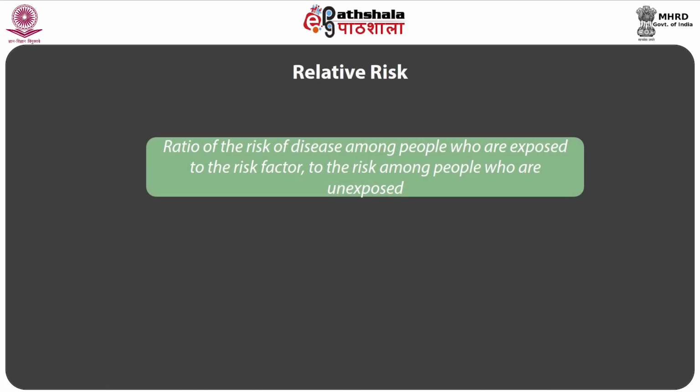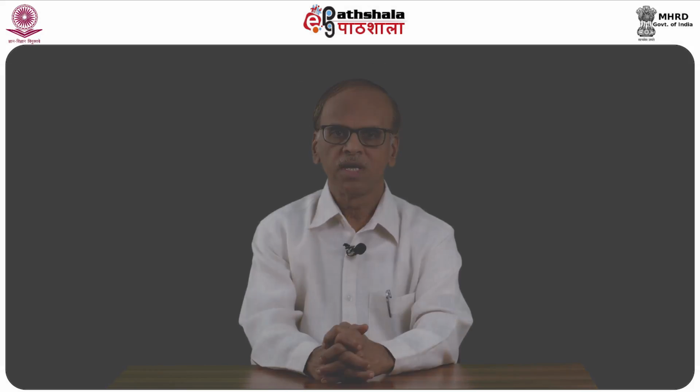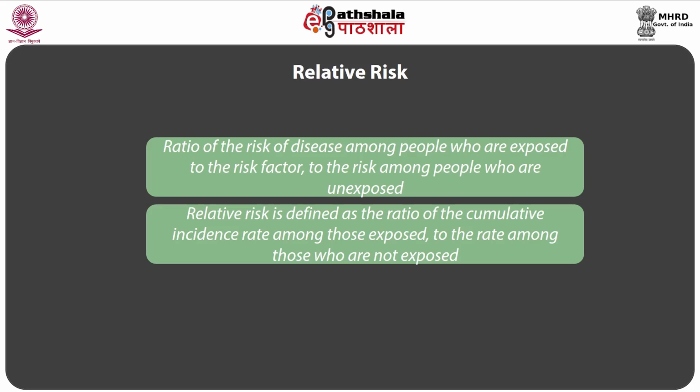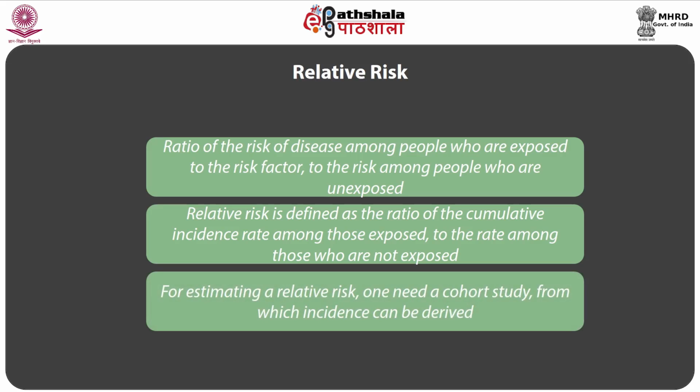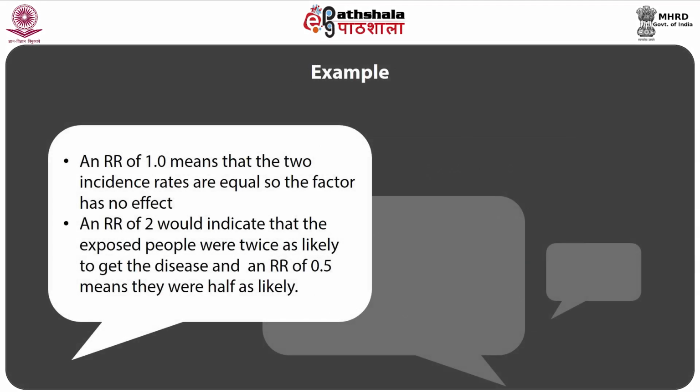Relative risk: the ratio of the risk of a disease or death among the people who are exposed to a risk factor to the risk among the people who are unexposed. This is synonymous with risk ratio. Alternatively, relative risk is defined as the ratio of the cumulative incidence rate among those exposed to the rate among those not exposed. To estimate a relative risk, you need a cohort study from which incidence can be calculated. Example: an RR of 1.0 means that the two incidence rates are equal, so the factor has no effect. An RR of 2 would indicate that the exposed people were twice as likely to get the disease, and an RR of 0.5 means they were half as likely.